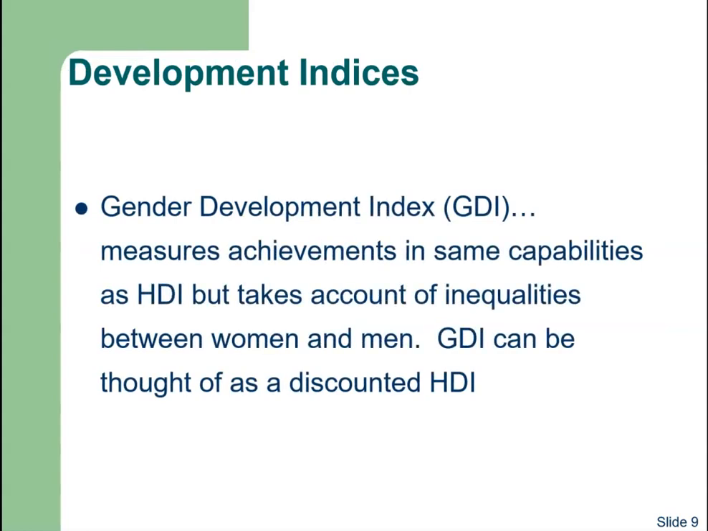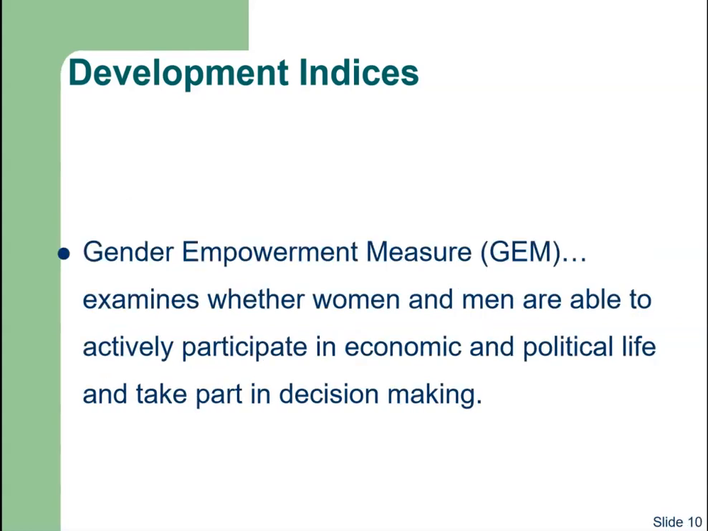Then we have the Gender Development Index, and it measures achievements in the same capabilities as HDI, but takes into account inequalities between men and women. The Gender Development Index can also be thought of as a discounted Human Development Index. Then we have the Gender Empowerment Measure, which examines whether men and women are able to actively participate in economic and political life and take part in decision making or not.